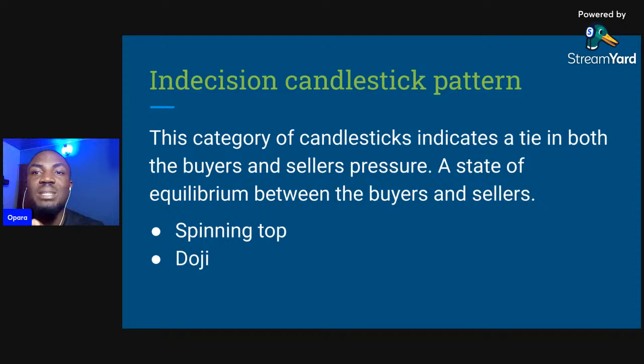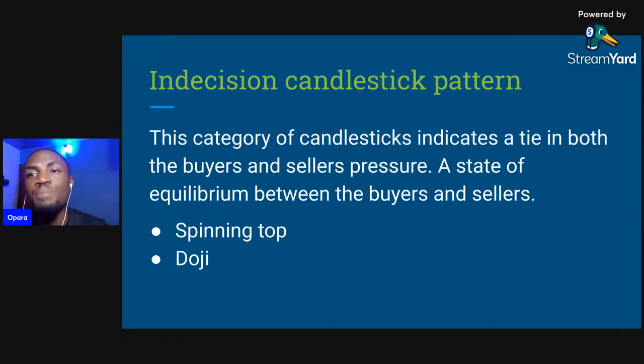So it is represented by the indecision candlesticks. We basically have two types of indecision candlesticks: the spinning top and the doji. Whenever you see this particular candlestick, be rest assured that at that moment there is a tug of war. People are fighting, and nobody's willing to let go. The people that are buying are not willing to let go, and the people that are selling are not willing to let go. They just have an equilibrium.